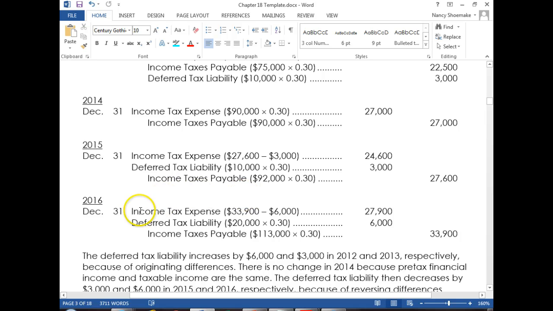Our income tax expense is going to be book income tax expense. Our income tax payable is going to be what we owe the IRS. And the deferred tax liability is going to be what reconciles book to financial, or financial income to tax income. Okay?